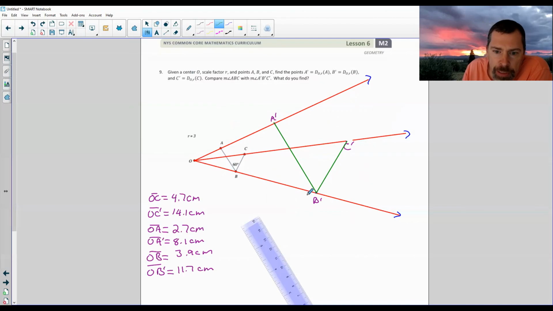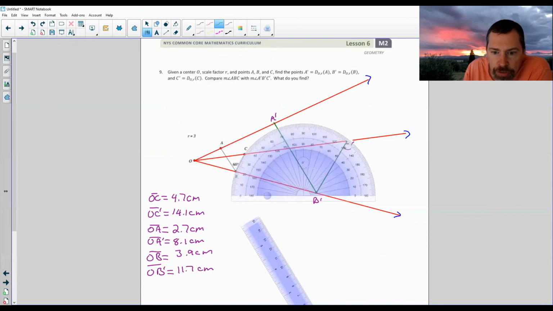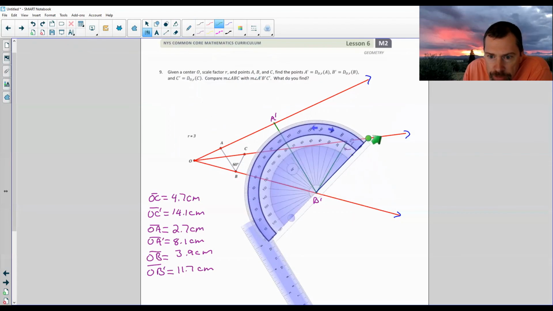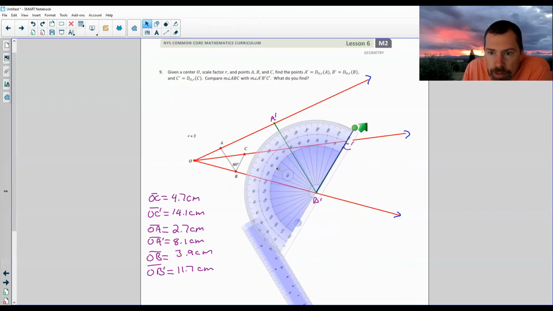So A prime, B prime should be 3 times as long as AB. B prime, C prime should be 3 times as long as BC. And what do we know about the angle measure of the new angle? So it says, compare the angles. What do you find? So if I put my protractor crosshairs right on the vertex and then rotate so that I'm right on that line segment, the ray BC, B prime, C prime, and I move this over right onto A, then that looks like about 62 degrees.